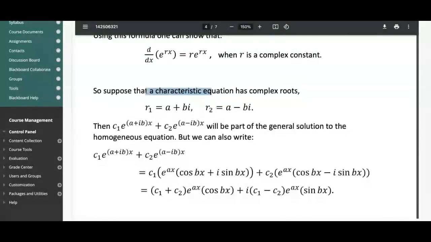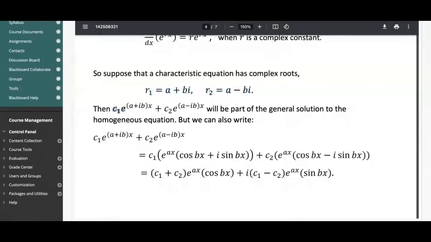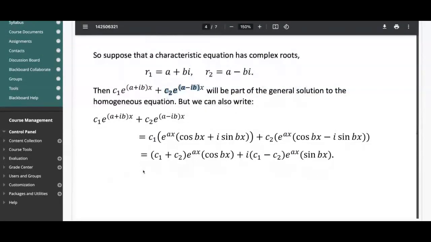So suppose a characteristic equation has these complex roots. Then C1 e to the R1x plus C2 e to the R2x will be part of the general solution to the homogeneous equation. And we can write the imaginary part with Euler's formula.